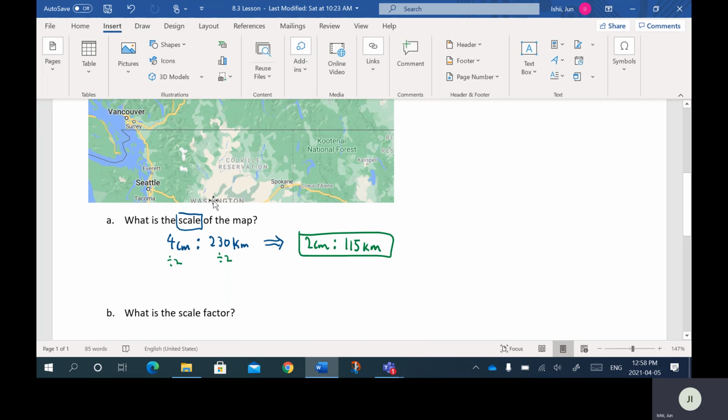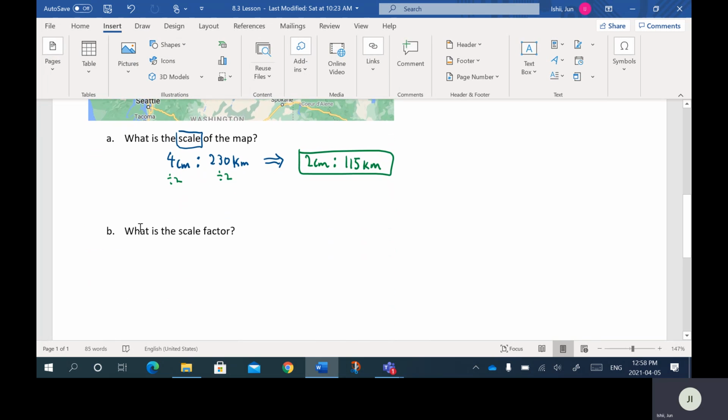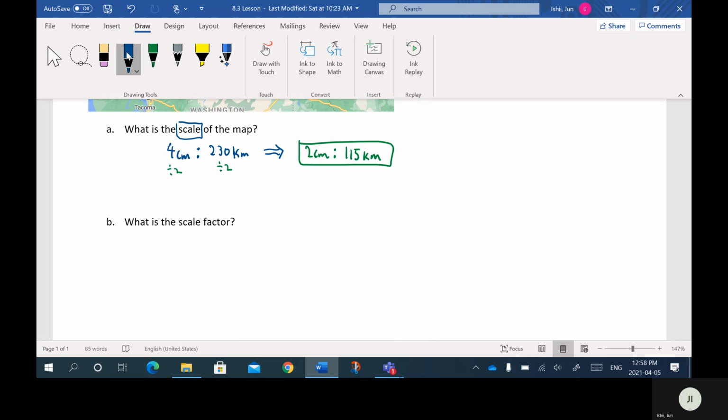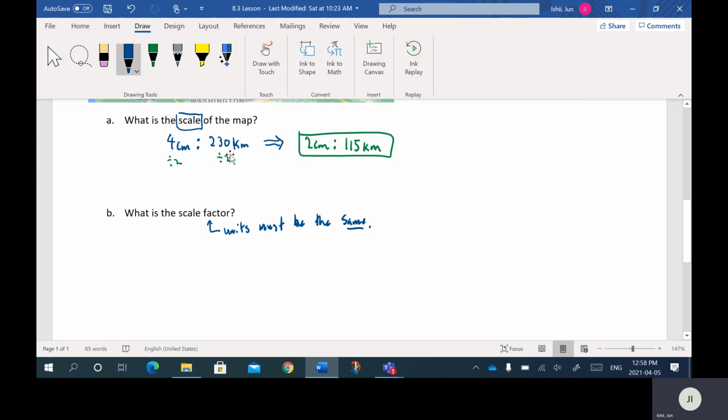Now for part B, what is the scale factor? You might be thinking, well, it's asking the same thing. It is, and it kind of isn't. When you're dealing with scale factor, the key thing here is that units must be the same. In this case, again, we're dealing with centimeters and kilometers, and we need these to be the same units.